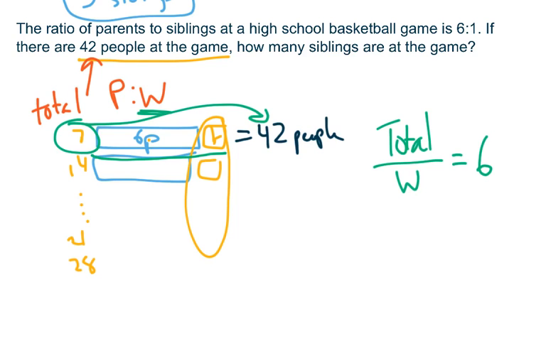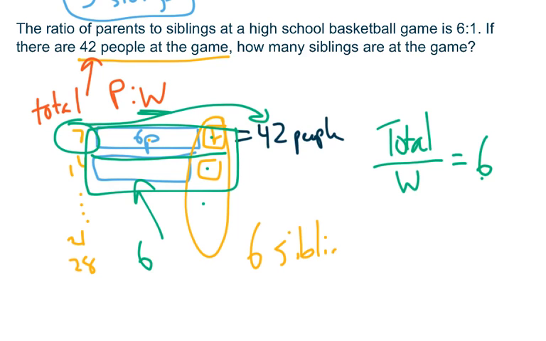Now, I just take a look at my ratio. There are 6 of these groupings here. So there'll be 6 of them. And that means I'll have 1, 2, 3, 4, 5, 6 siblings when it's all said and done. So that's one way to do it. And if you want to, you could actually draw out all the tape diagrams. So good luck with your homework or practice, and let me know if you have any questions.